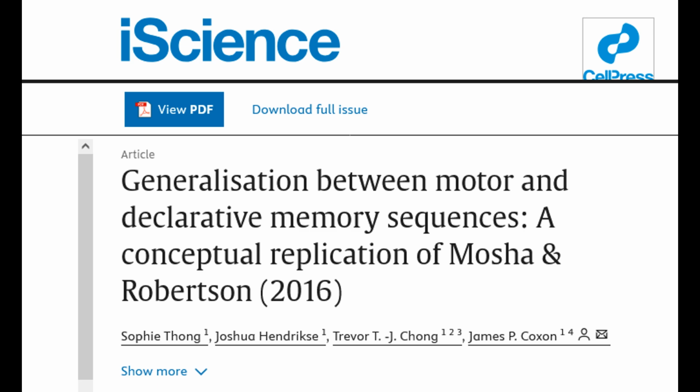Conclusion. This replication study challenges the robustness of cross-domain generalization between motor and declarative memory sequences. Despite following the original methodology closely and having sufficient statistical power, the researchers found no evidence that sharing an ordinal structure facilitated learning across memory domains.